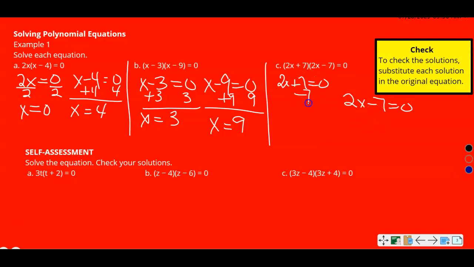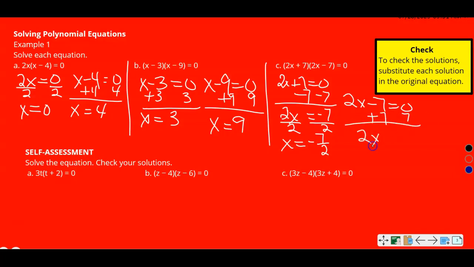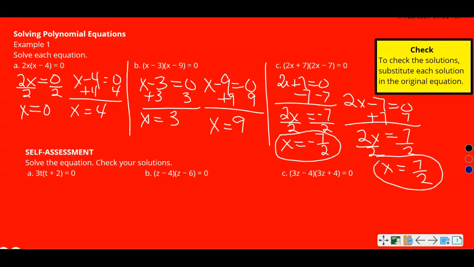That's the zero product property in a nutshell. All right, so we have 2x equals negative 7. Divide by 2. This one has a couple steps. So negative 7 halves. That's the same as negative 3.5, but if you want to leave it as a fraction, that's fine. So here I'm going to add 7 to x equals 7 divided by 2, x equals 7/2. So I've got negative 7/2 or 7/2.